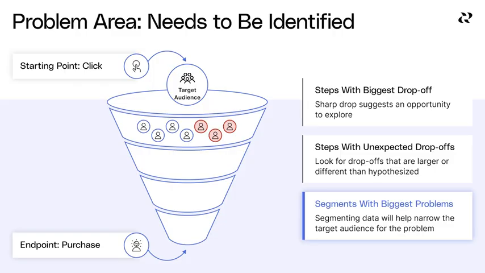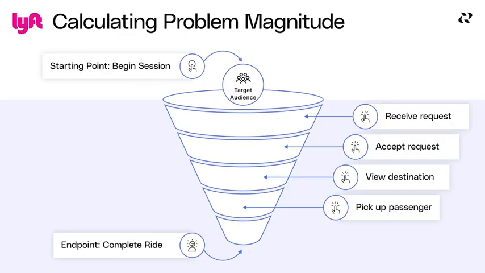We might further segment our data to see if some types of users show an unusually large drop-off in certain steps. This segmentation might help us further narrow the target audience for the problem. Let's see what this looks like for our Lyft driver experience example.